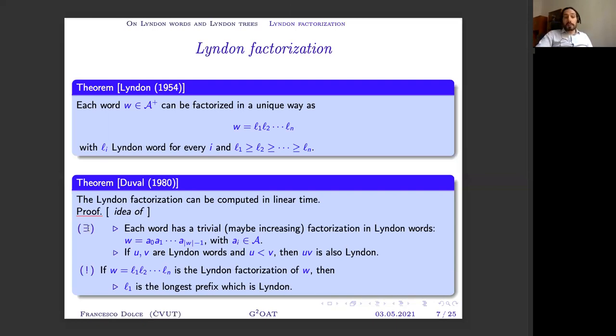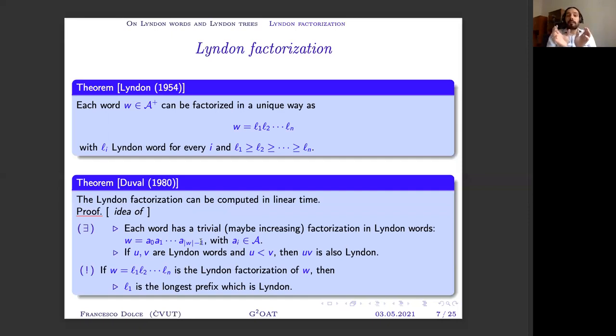Well, first of all, the existence of such a factorization. We first prove that it's possible to find a factorization in Lyndon words, maybe not an increasing or a non-decreasing factorization, but at least a factorization in Lyndon words. And this is just the trivial factorization where I pick as factors the letters, because we saw that letters are Lyndon words. So I have the first letter and the second and so on.